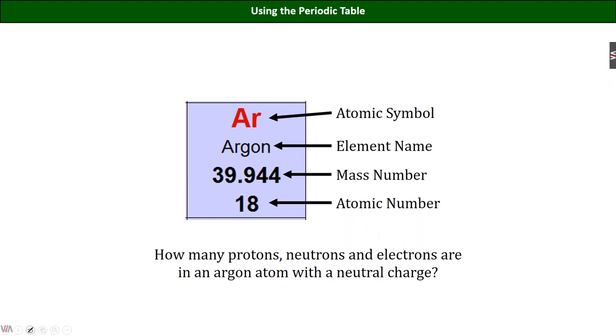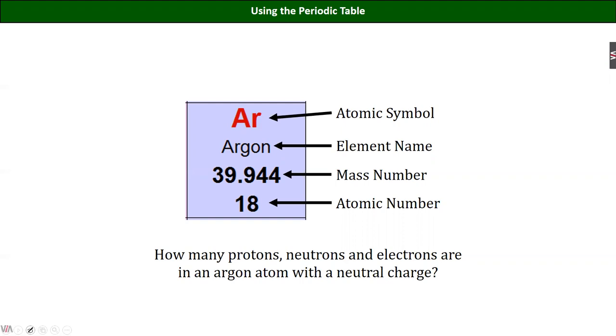So if the average mass of an argon atom is about 40, and 18 of that mass is protons, how many neutrons are there? 22. It's just the difference between the mass number and the number of protons.